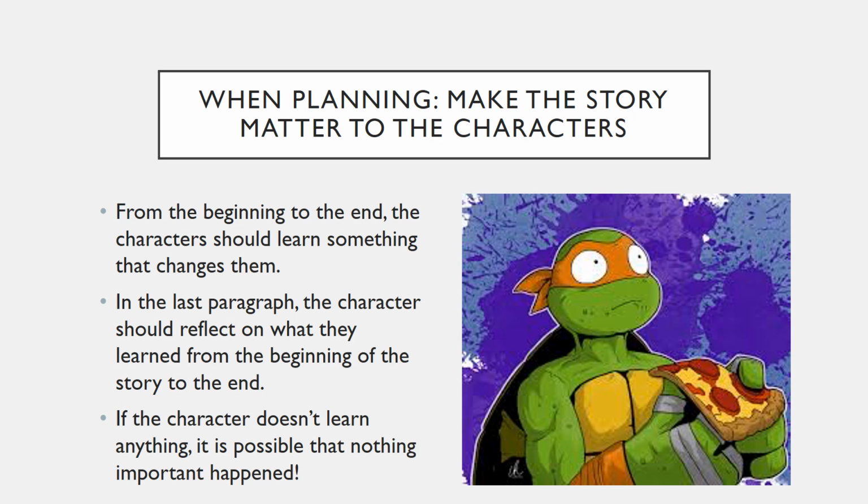So, when planning, make sure the story matters to the characters. From the beginning to the end, the characters should learn something new that will change them. In the last paragraph, the character should reflect on what they have learned from the beginning of the story to the end. If the character doesn't learn anything, it's possible that nothing happened to them. Say that Michelangelo starts off and he's angry at his family and runs away. If he realizes that he made a mistake, he might show that he cares about his family by talking to them, maybe buying them a pizza at the end.